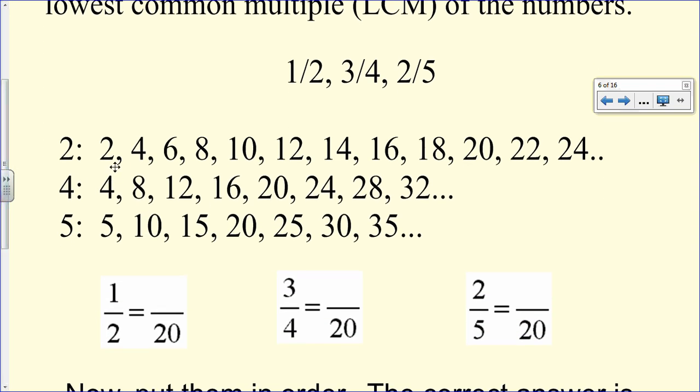Multiples of 2 are 2, 4, 6, 8, 10, 12, 14, 16, 18, 20, 22, 24, and the list will continue going on. Multiples of 4 include 4, 8, 12, 16, 20, 24, 28, 32, and so on. And multiples of 5, 5, 10, 15, 20, 25, 30, 35, etc. The least common multiple, or the lowest common multiple, of these 3 numbers is the first multiple that ends up in all 3 lines. In this case, it is 20. So 20 becomes your denominator.